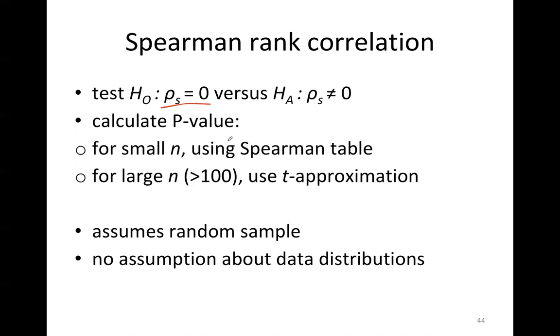For the p-value, if the sample size is larger than 100, we can use the t approximation, just like we learned. When the sample size is small, we calculate the correlation coefficient using the approach we just learned, but then to get an estimate of the p-value to evaluate significance, we use a table called the Spearman table. It tells us, given a certain sample size, what's the probability of observing a certain rho value by chance. This has been calculated in Spearman tables. Of course, the Spearman correlation test also assumes a random sample, but it has no assumption about data distributions. It doesn't assume that X and Y are normally distributed or bivariate normal.